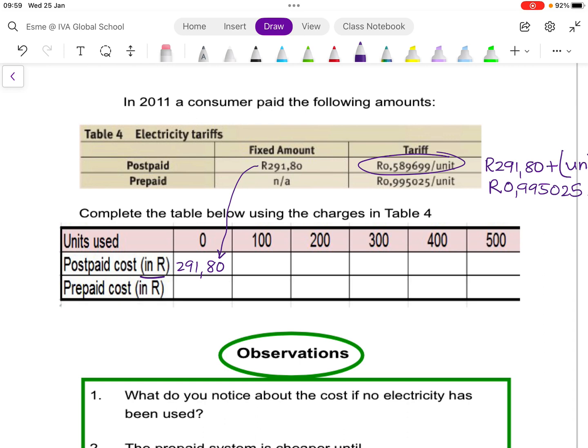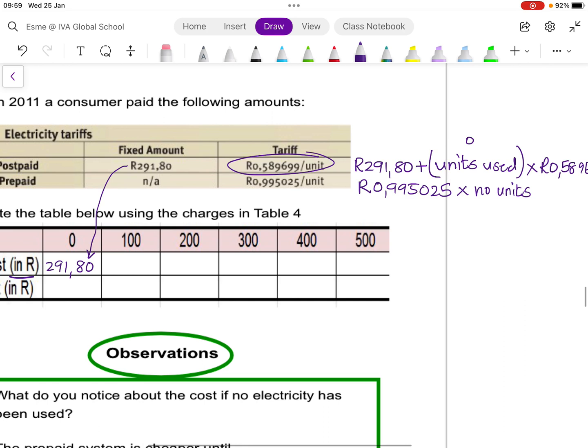So I've used no electricity, but I have to pay that. And remember, when we get a graph like that, we also know 0 units, I'm going to start at 291.80. So that you should have in the back of your mind immediately. Right, then I go and work it out for 100 units.